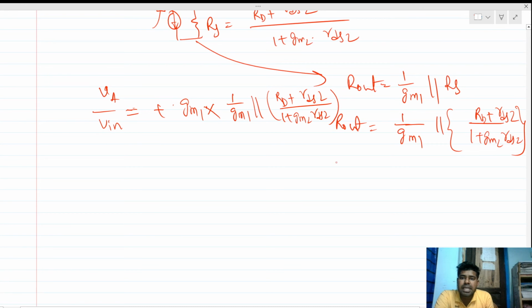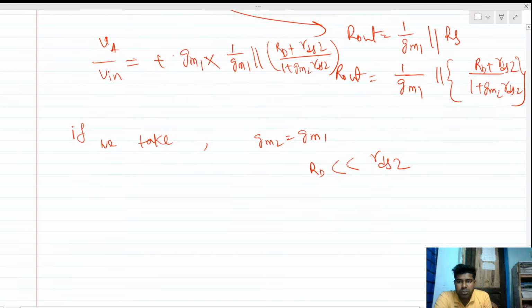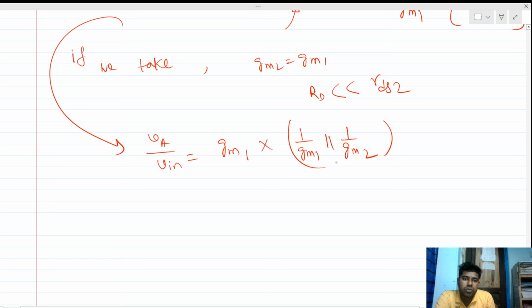Now let's take GM1 equals GM2, and assume another thing: RD is very much less than RDS of this MOSFET 2. Then this simplifies further. This will be GM1 times 1 over GM1 in parallel with this expression, which is 1 over GM2. Now if we take GM1 equal to GM2, this impedance will be half of the other impedance.